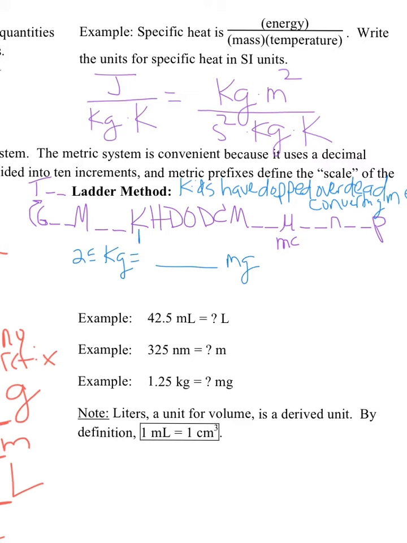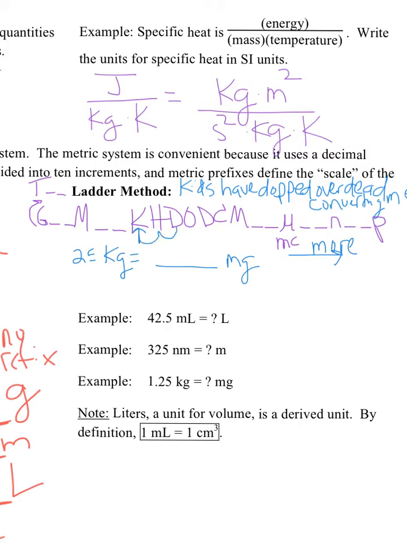Here's where I'm starting, at kilograms, and every one that I move over is 10 more. So 25 kilograms, and I'm going to add more, since there's going to be more of them as I go to the right, because they're smaller. So I'm going to move over.